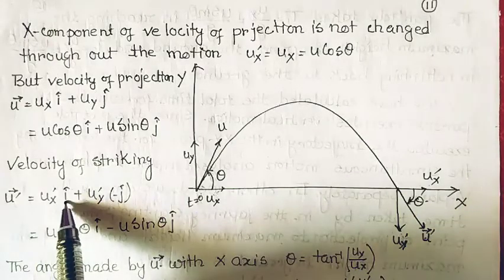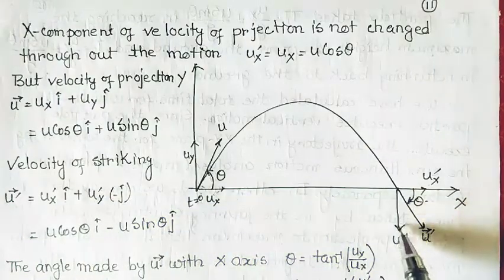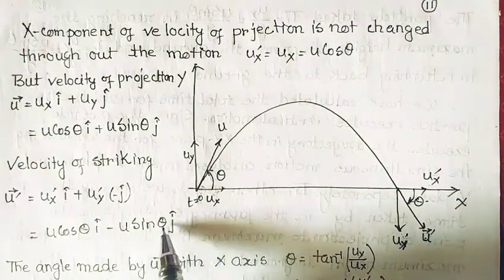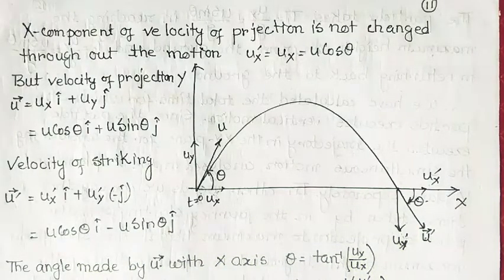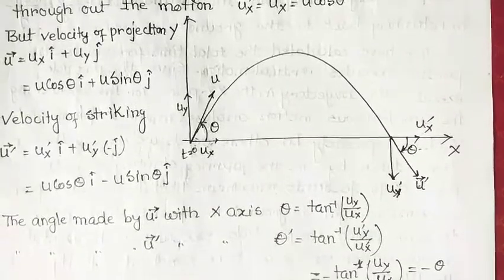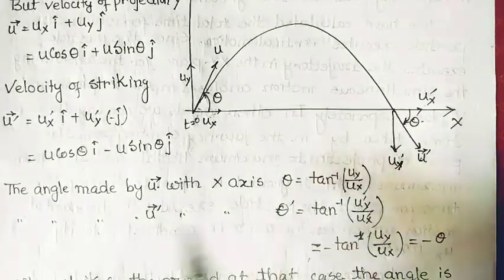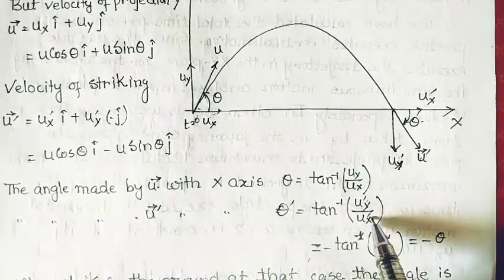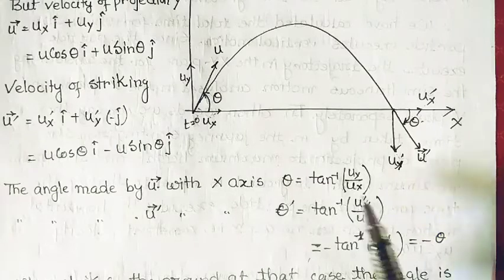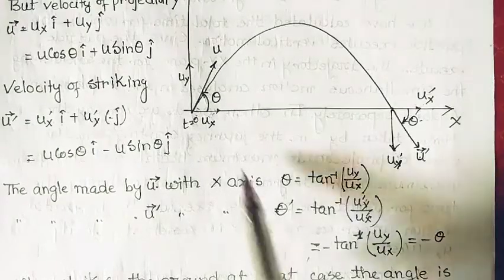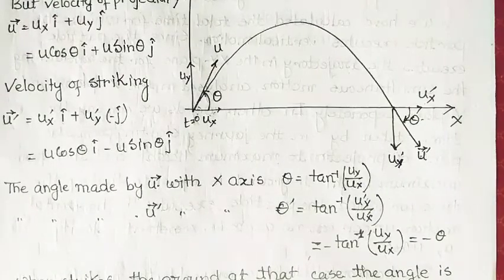This is u_x prime i cap, u_y prime minus j cap, since it is along the negative y axis. So u cos theta i cap minus u sin theta j cap. Okay. So from it, if I try to analyze this from the vectorial notation, then just see here this angle theta prime is u prime y divided by u prime x. So it is just opposite to that of theta. So theta prime equal to minus theta. So if it is anti-clockwise, it shows the clockwise. This proves mathematically.